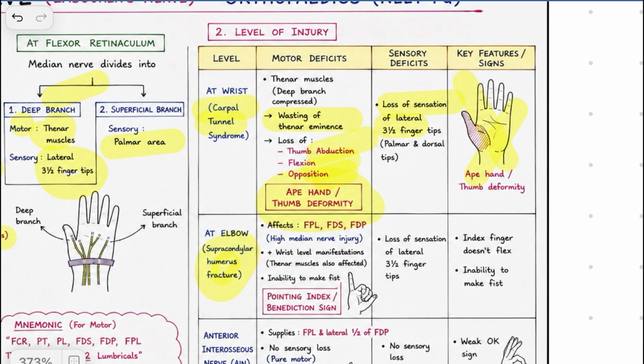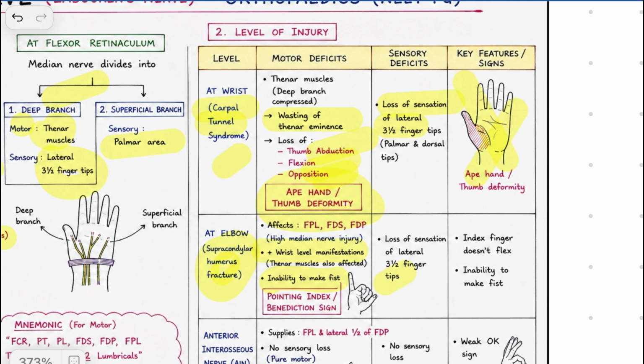See, it's all along with the wrist level manifestations that we have seen in this box. And there is something called inability to make a fist, that is pointing index or benediction sign. Fine. And as seen in the wrist level manifestation, there is loss of sensation.